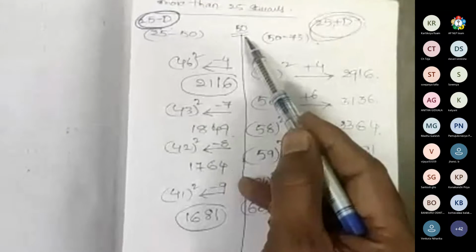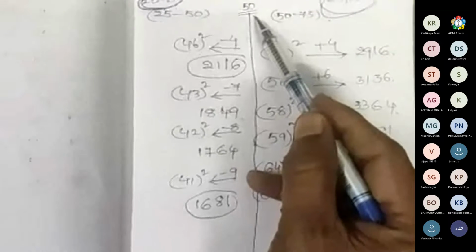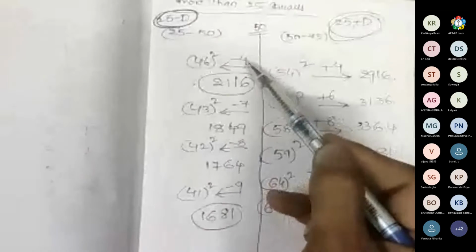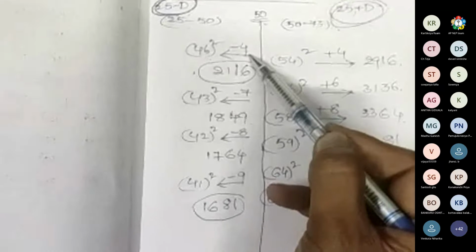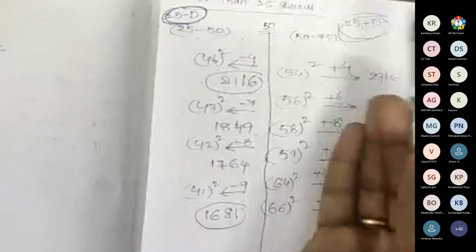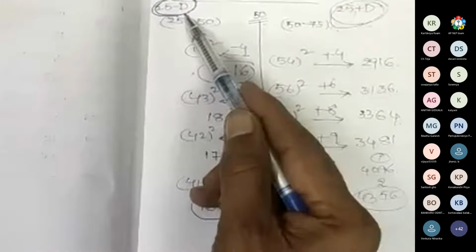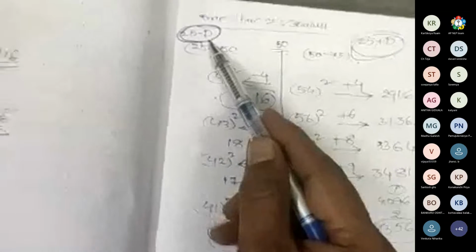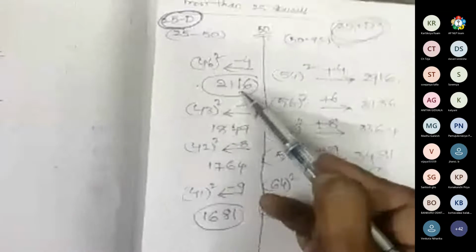For example, so very clearly I told, if the squares range from 25 to 50 or 50 to 75, take base as 50. To calculate 46 whole square, for 50 it is 4 less. 4 square is 16. Below 50 squares, you have to apply this technique: 25 minus difference. 25 minus 4 is 21. 2116.